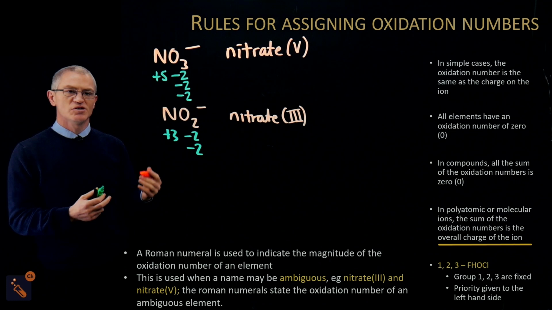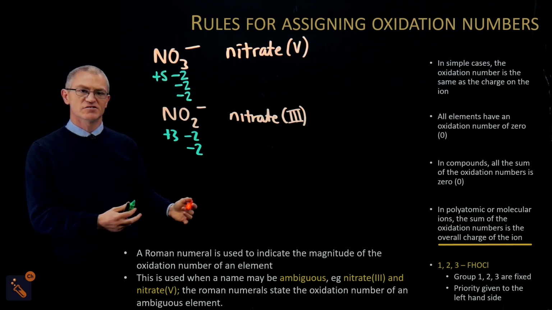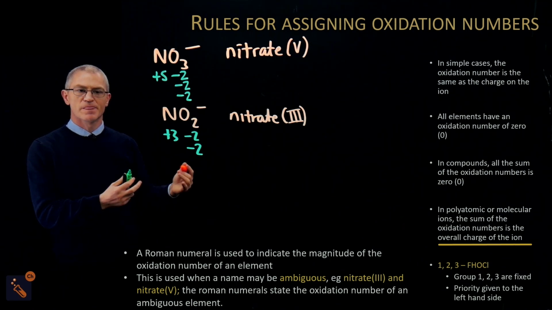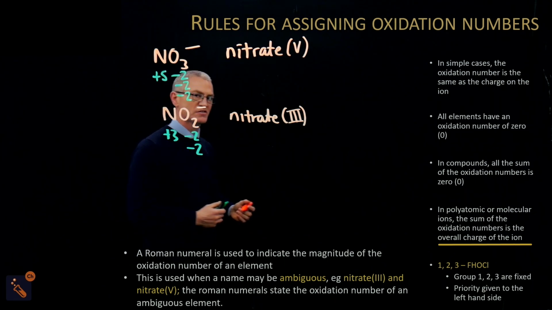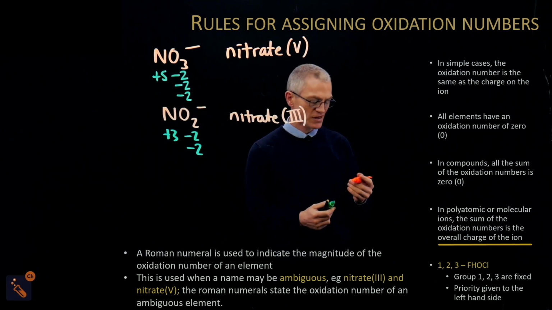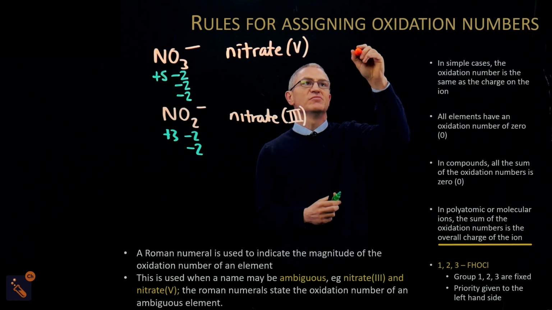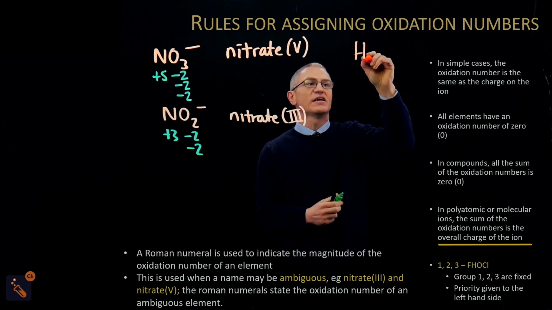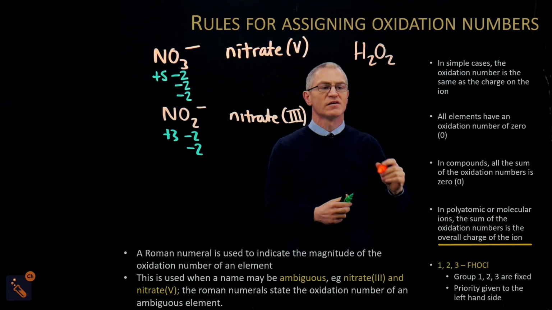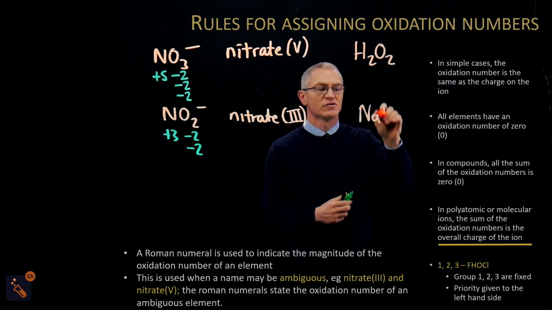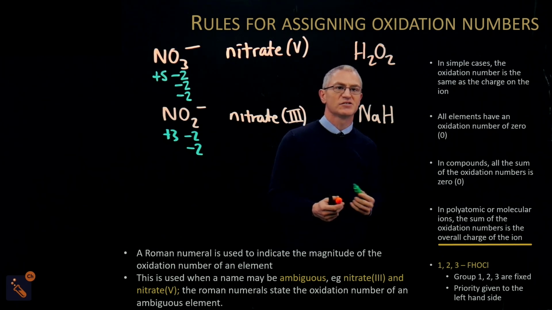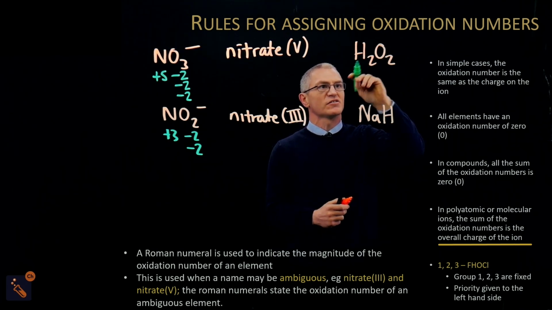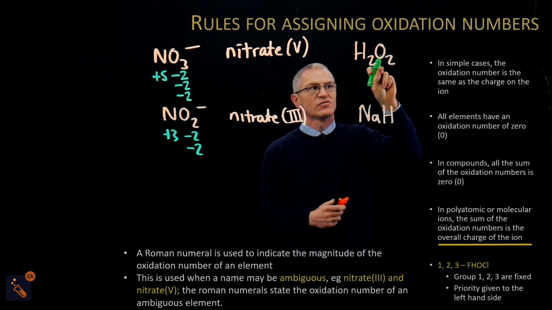Now, 1, 2, 3 for Hückel and oxidation numbers can also be used to find out a couple of exceptions. So we're going to talk about a couple of exceptions now. The exceptions that you must know about are H2O2 and sodium hydride. So they're required examples.